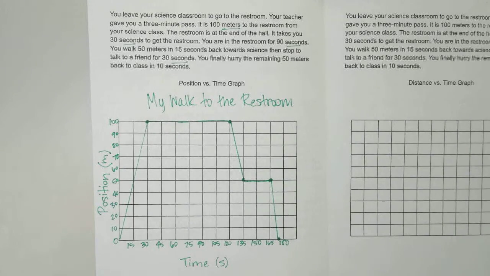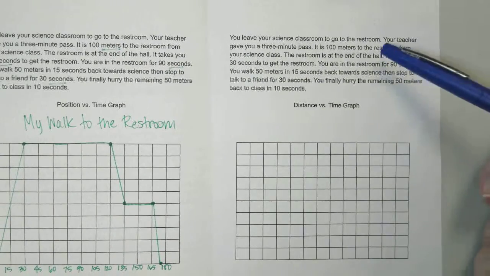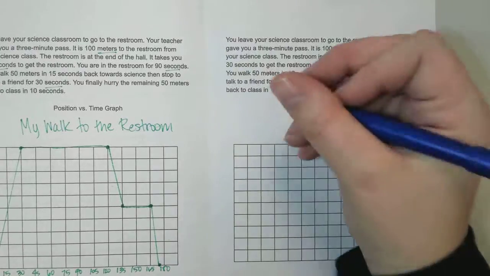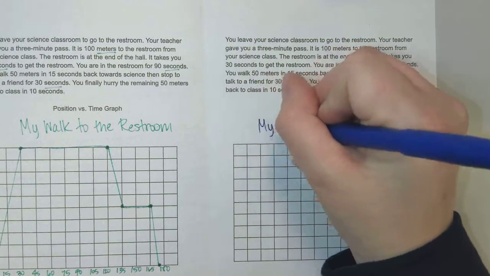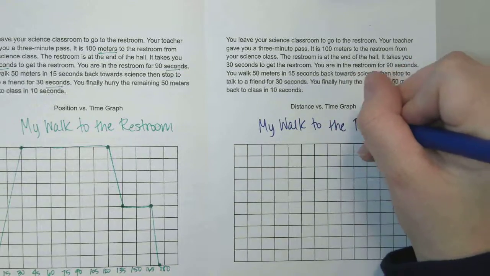Even though we're going to use the exact same story, it's not going to look the same because now we're plotting distance versus time. So now, again, same story, so I'm not going to reread it. It's typed exactly the same, but now it's a distance versus time graph. So we can give it the same title, My Walk to the Restroom.